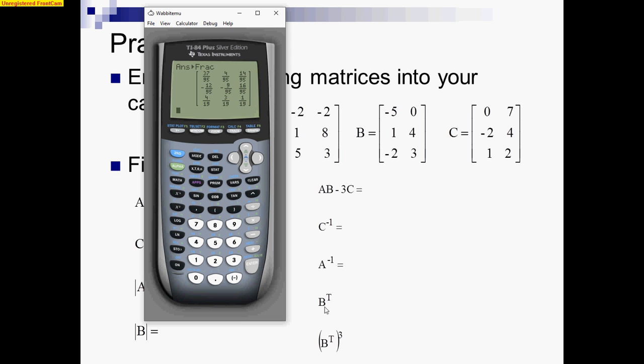Alright, how about the transpose of B? Second matrix B. And then I want its transpose. Now I don't really need a calculator to do a transpose. It really isn't that hard. But there is the transpose. Right? The first column of B is now the first row, or vice versa. The first row of B is the first column of B transpose. What about B transpose cubed?